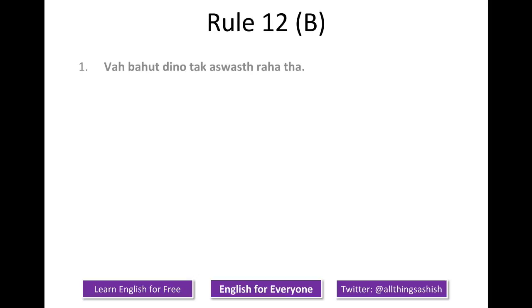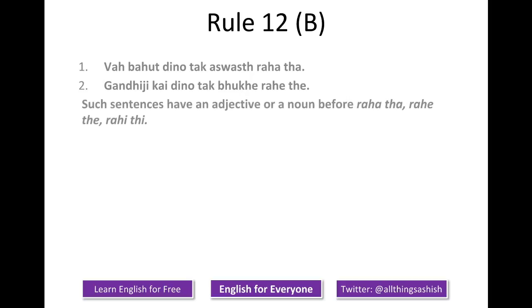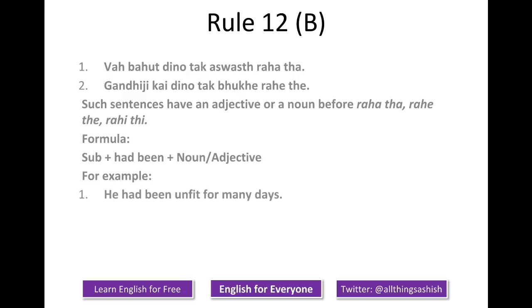Let's look at another aspect of rule number 12. वह बहुत दिनों तक अस्वस्थ रहा था. गांधी जी कई दिनों तक भूखे रहे थे. Such sentences have an adjective or a noun before raha tha, rahe the, rahi thi. The formula for such sentences would be subject plus had been plus noun or adjective. For example, he had been unfit for many days. Gandhiji had been hungry for many days.